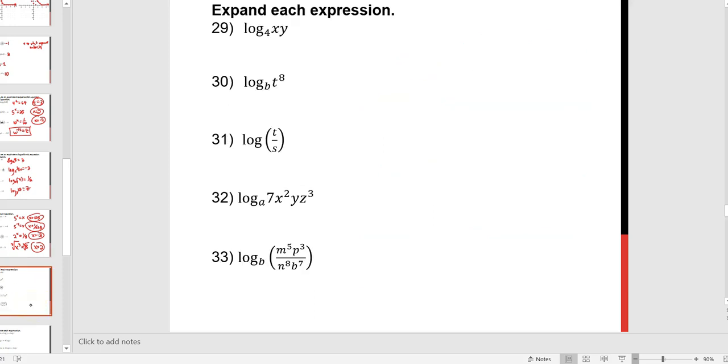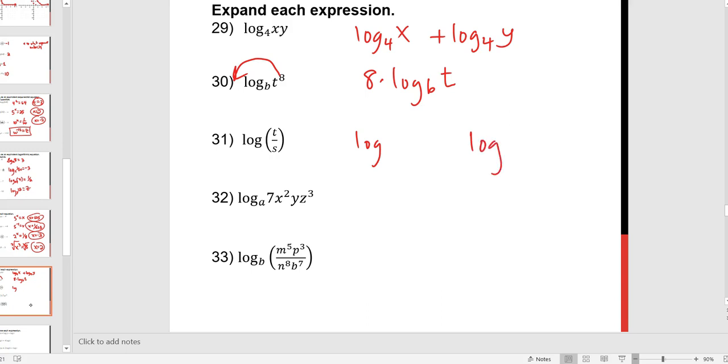Now we're going to be expanding using our rules. It's the same rules of exponents, so multiplication expands into 2 logs, same base, and multiplication turns into addition, and then we put the 2 terms. This has an exponent, so the exponent turns into multiplication, so 8 times log base b of t. This one, division. Division turns into subtraction, so it'll expand into 2 logs, the positive one on top and the negative one on the bottom.